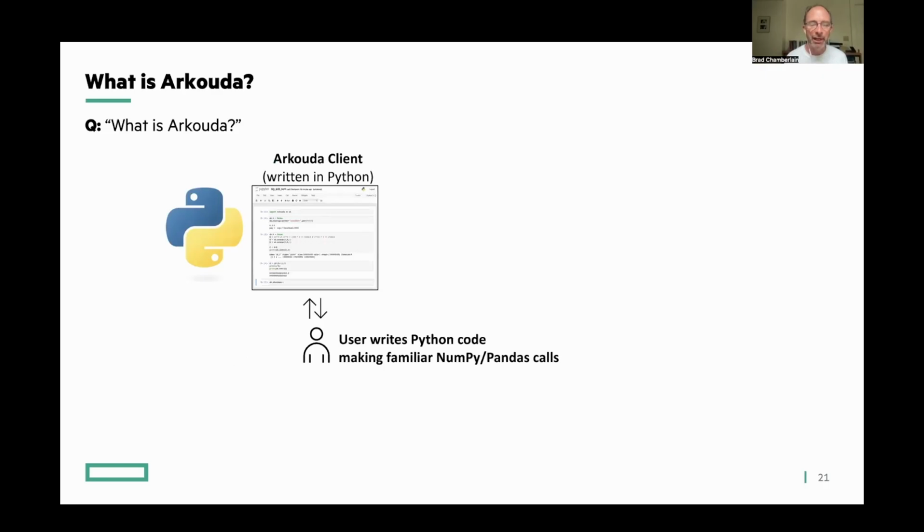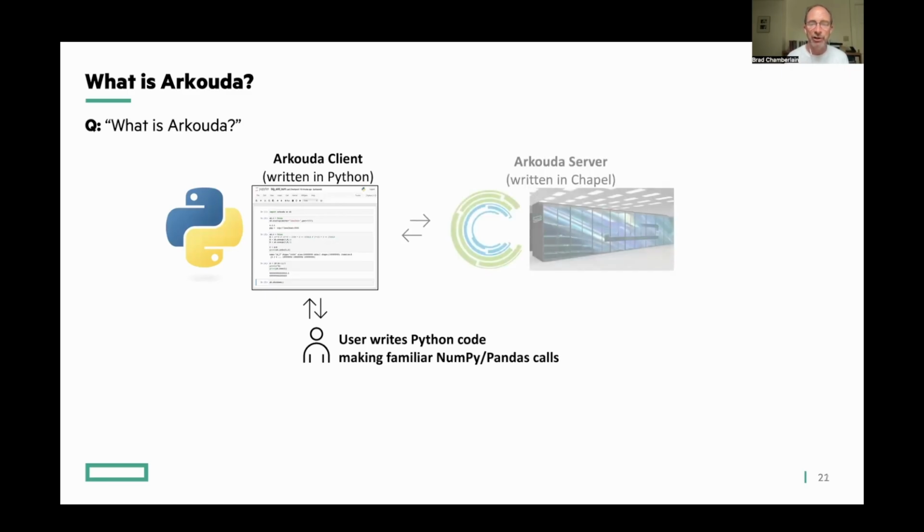But where NumPy and Pandas are typically implemented on the desktop, again, I think using C or C++, for Arkouda, the calls are actually implemented in Chapel, running out potentially on a supercomputer. And the idea is that every time you type a command, your Arkouda client is going to send that command out to the Arkouda server and run that and then return the result to you.